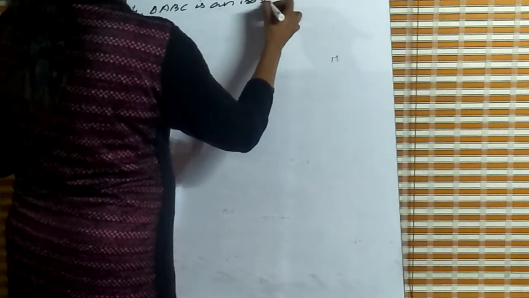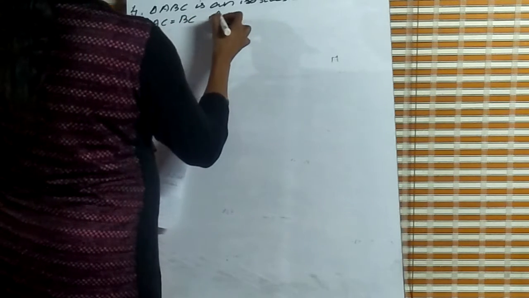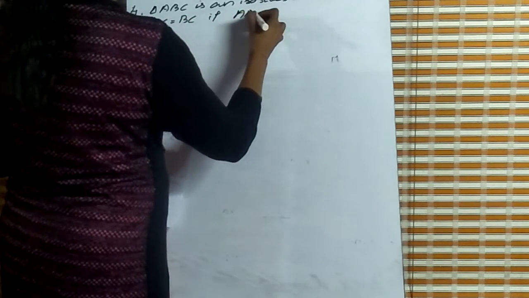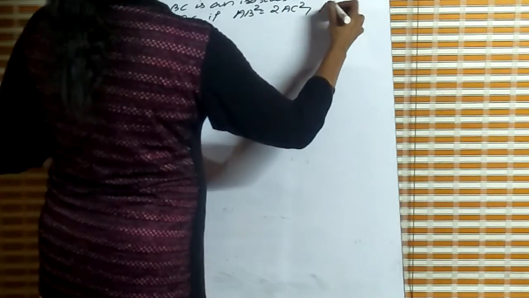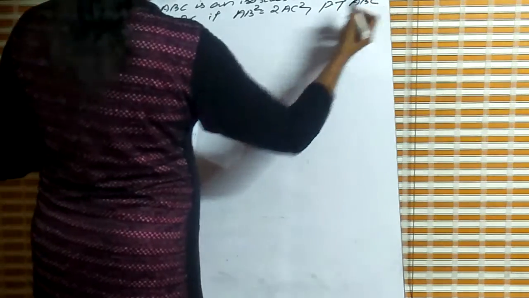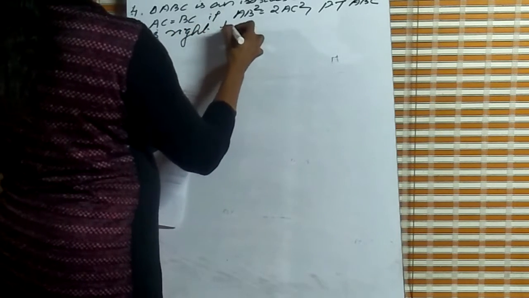Question number 4. Triangle ABC is an isosceles triangle with AC is equal to BC. If AB square is equal to 2AC square, prove that ABC is a right triangle.